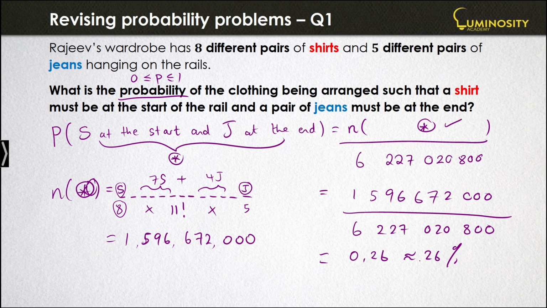So a quarter chance, 1 in 4 times, you'll probably find that if you open your wardrobe right now. So if you go and open your own wardrobe right now, is there a shirt at the start of your rail and a jeans or long pants at the end of your rail? There might be a 25%, 26% chance that that is the case.